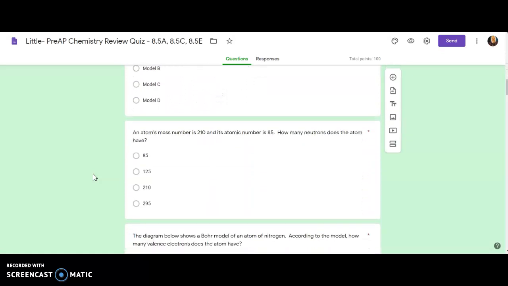Next question. An atom's mass number is 210 and its atomic number is 85. How many neutrons does the atom have? Remember to use 8-man on this one, kids, to get the correct answer. Does it have 85 neutrons, 125 neutrons, 210 neutrons, or 295 neutrons?